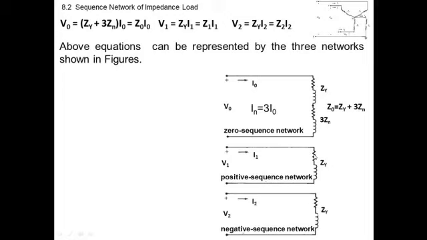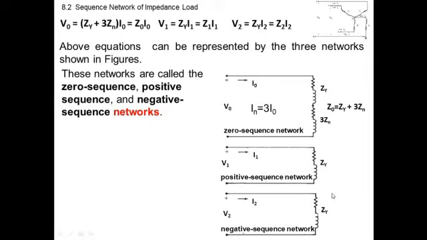And similarly, if we want to find the negative sequence network, we have V2 with some current I2 and some impedance ZY. And we already told in our last lecture that IA is nothing but the summation of the positive, zero and negative sequence components.